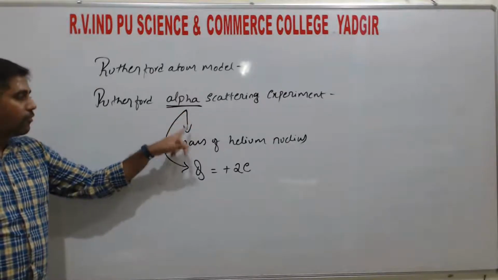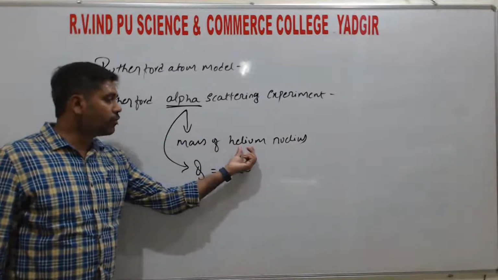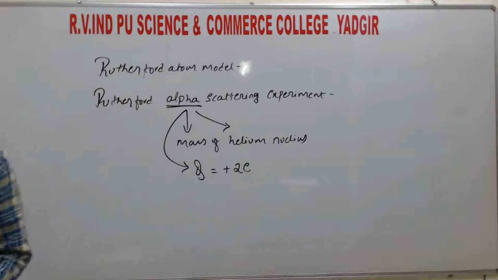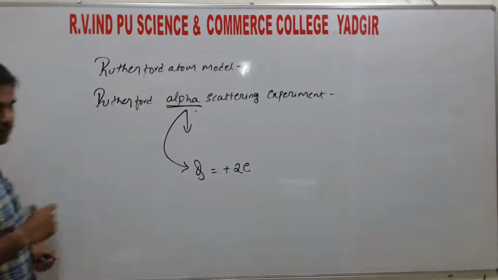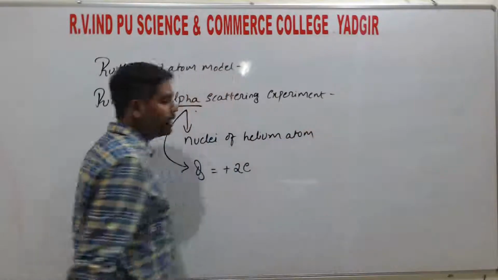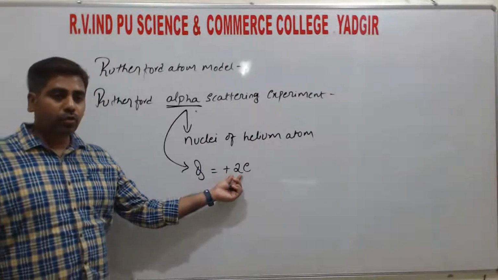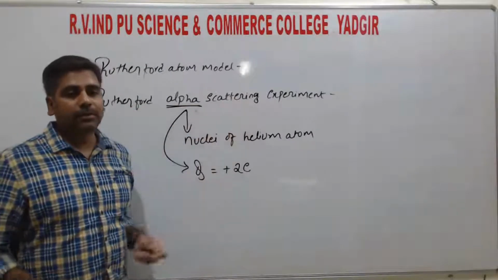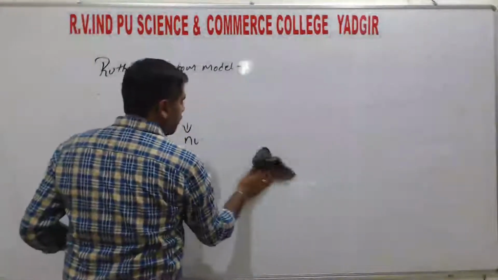So what are alpha particles? Alpha particles are the nuclei of the helium atom, and their charge is plus 2e. Using these alpha particles, Rutherford conducted the experiment, that is the Rutherford alpha scattering experiment. Now we will discuss this experiment.